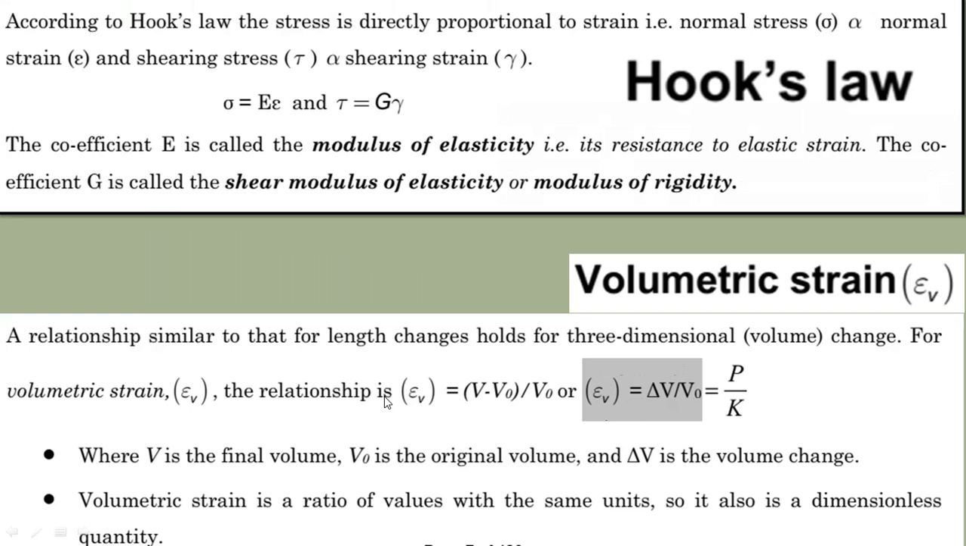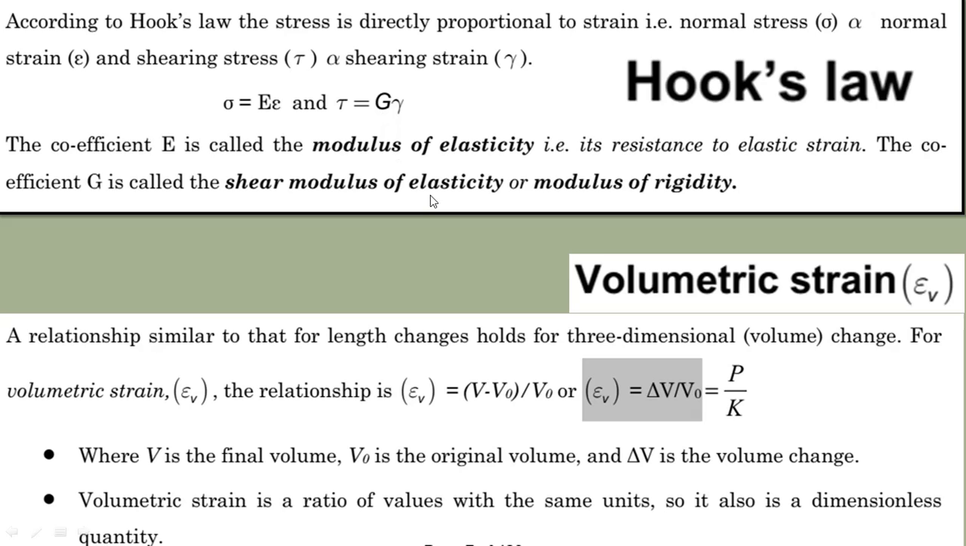Then according to Hooke's law, now we will discuss the different laws. Hooke's law. What does Hooke's law say? Hooke's law says the stress is directly proportional to the strain, that is the normal stress sigma is directly proportional to the normal strain epsilon, and shearing stress tau is directly proportional to shearing strain. So sigma is equal to E into epsilon, and tau is equal to G into gamma. E, the capital E, is the modulus of elasticity and G is the shear modulus of elasticity or modulus of rigidity.